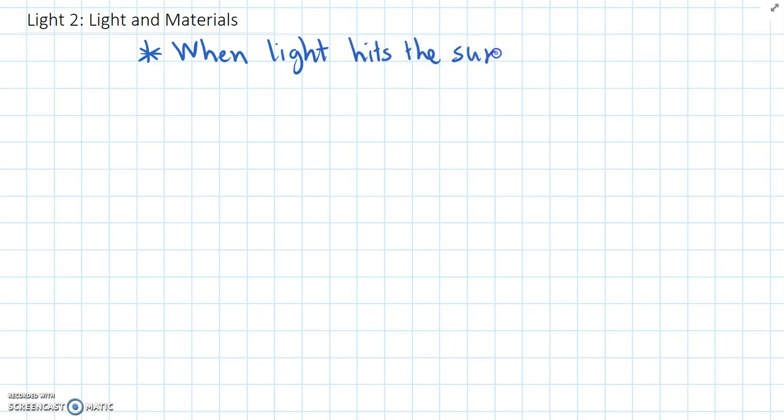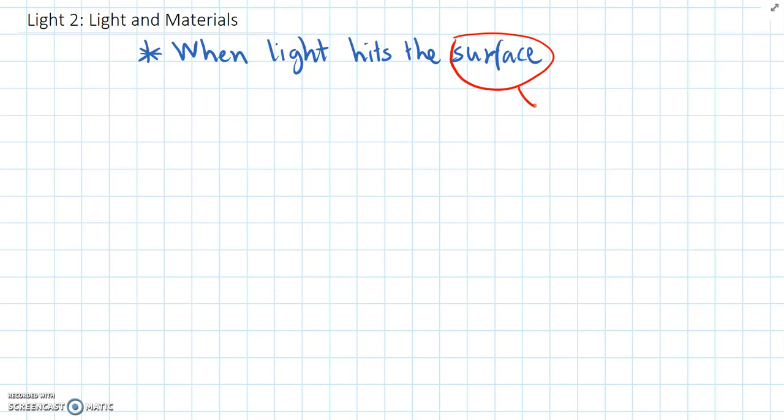Alright, so we've learnt about light waves and how they move. So the next thing we're going to learn about is what happens when light hits a material. So when light hits a surface of a material, it can do three different things. But let's just talk about what surface means.